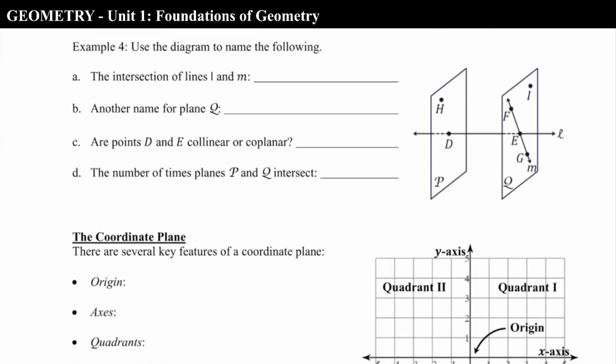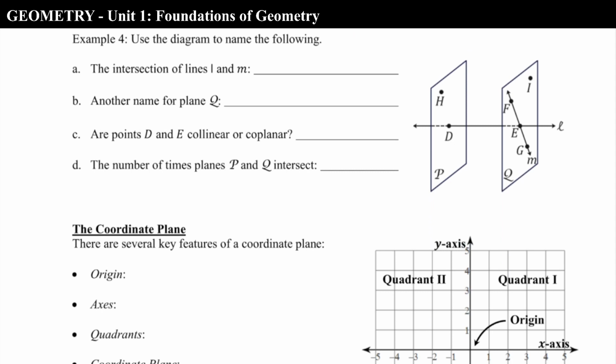All right, for example 4, we're going to use the diagram to name these items. The intersections of lines L and M. All right, well, we've got line L here. L is here, and M is here. So we've got point E as our intersection.